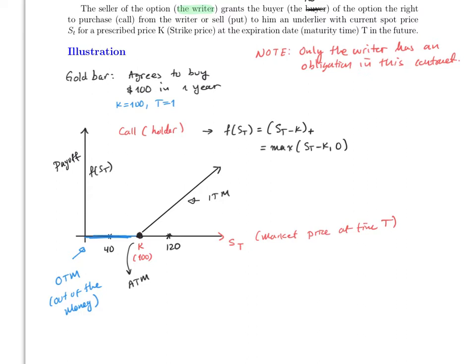For example, if the stock price or the gold bar price in 1 year is $40, why will you pay $100 when you can buy it for 40, right? So therefore, at that point, you are out of the money, so you make $0 because you do not want to exercise the contract. But if it is more, then you will exercise it. It will be in the money, and your payoff will be 120, which is ST, minus K, which is 100. So it will give you 20. Okay, so it's self-explanatory what this notation should mean.